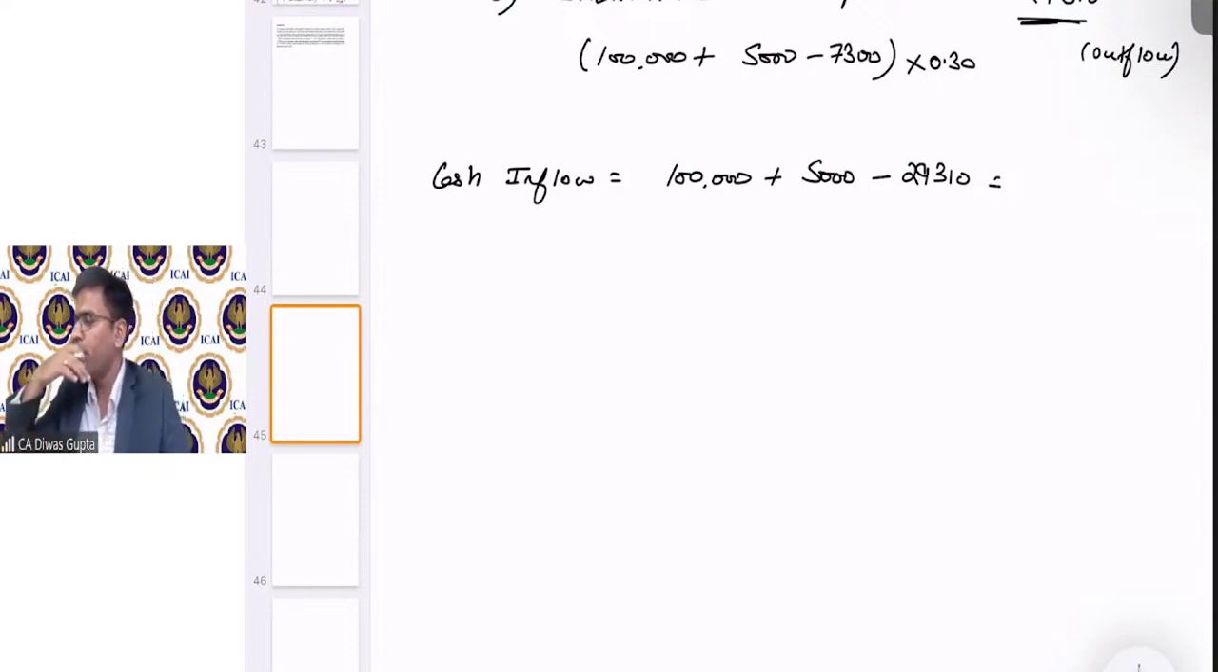So what are we left with now? Increase in 10% per year. Please remember 1 lakh. Okay, now if we total it, 1 lakh plus 5,000 minus 29,310. Otherwise, this would have been, just a second, students.